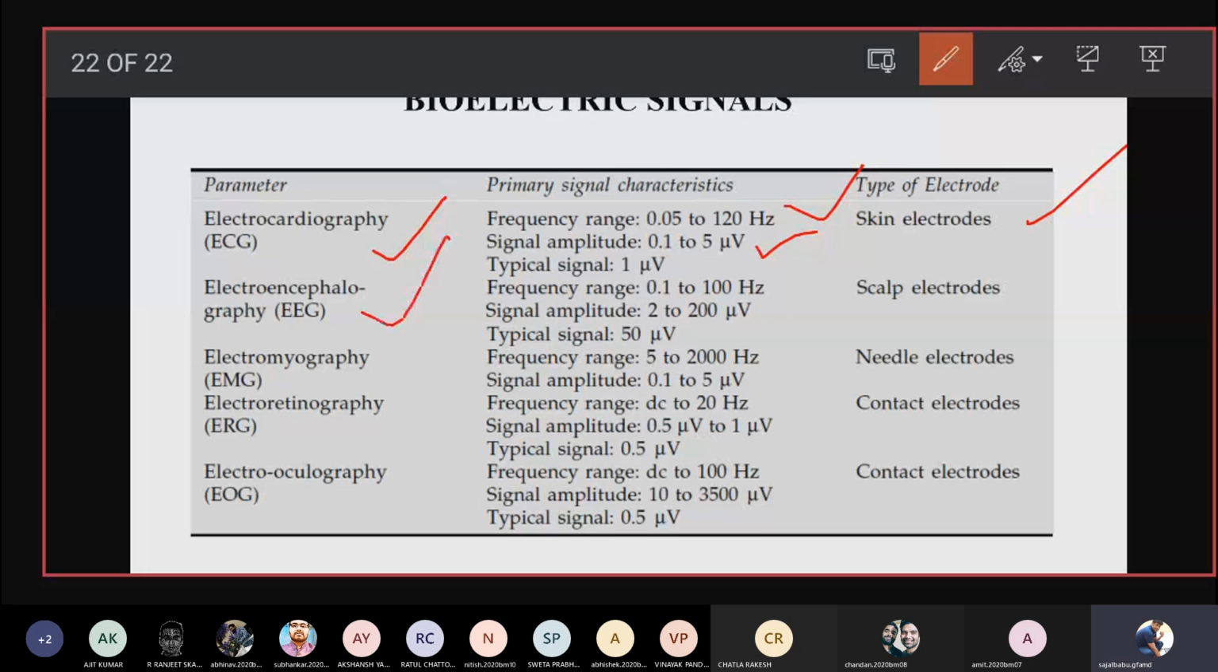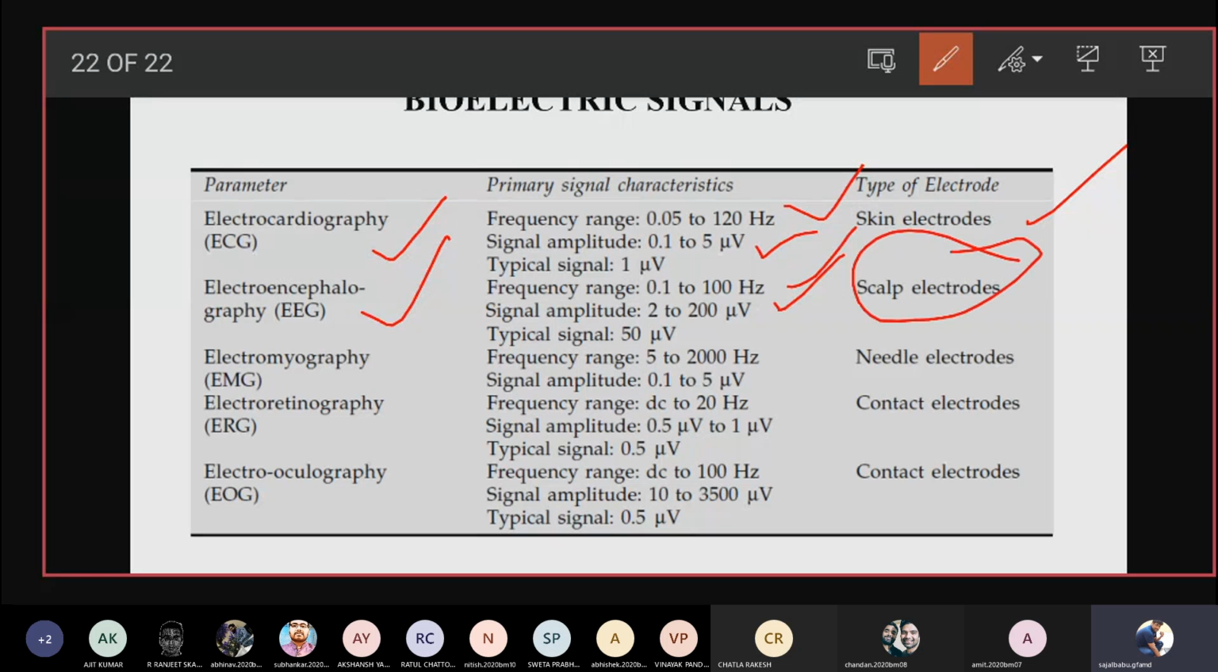Coming on to the EEG, electroencephalograph. In the EEG, the frequency range will be between 0.1 and 100 Hz, and the signal amplitude will be between 2 and 200 microvolts. The type of electrodes we use here are scalp electrodes.